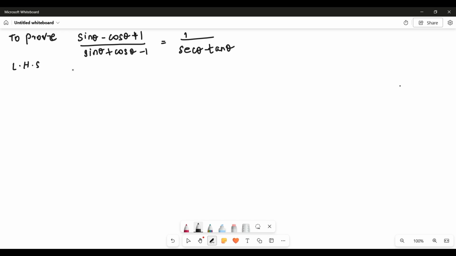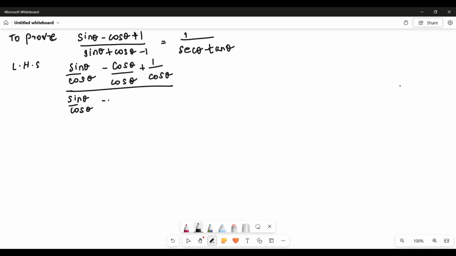It's easy because we know that if we divide sine by cos, we get tan, and 1 by cos, we get sec theta. So the first step would be to divide the numerator and denominator by cos theta to convert it into sec theta and tan theta. So sine theta over cos theta minus cos theta over cos theta plus 1 over cos theta, divided by sine theta by cos theta plus cos theta over cos theta minus 1 over cos theta.